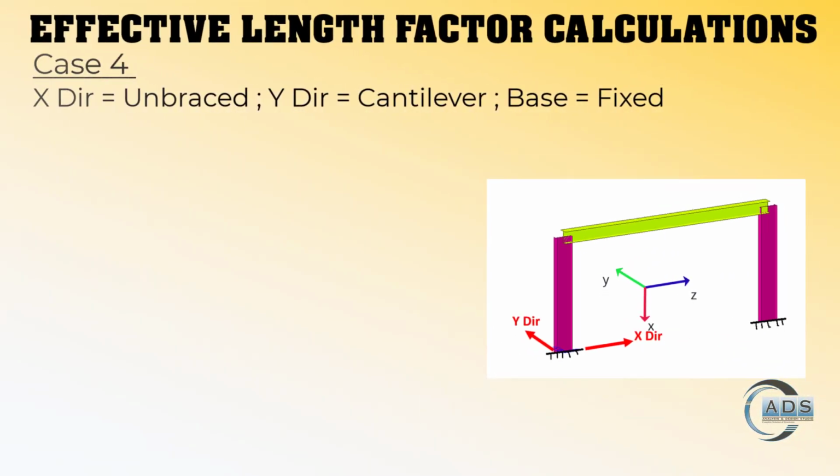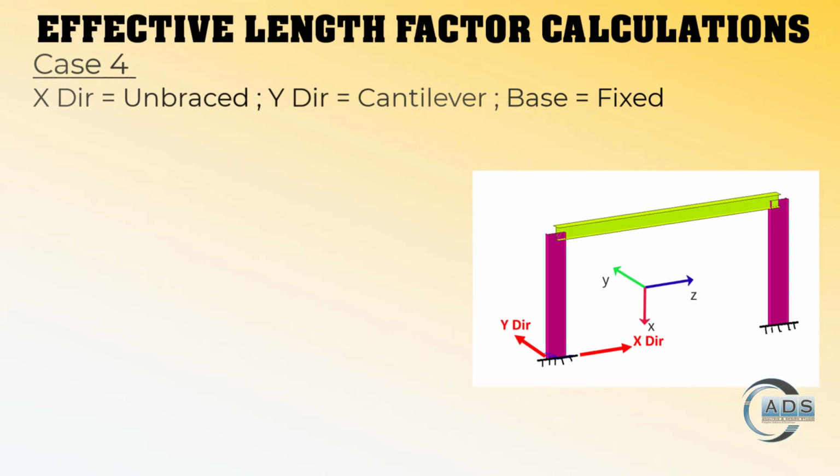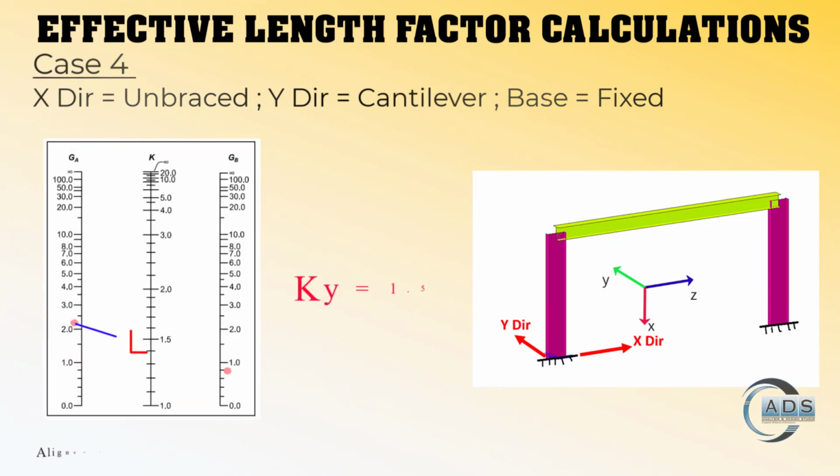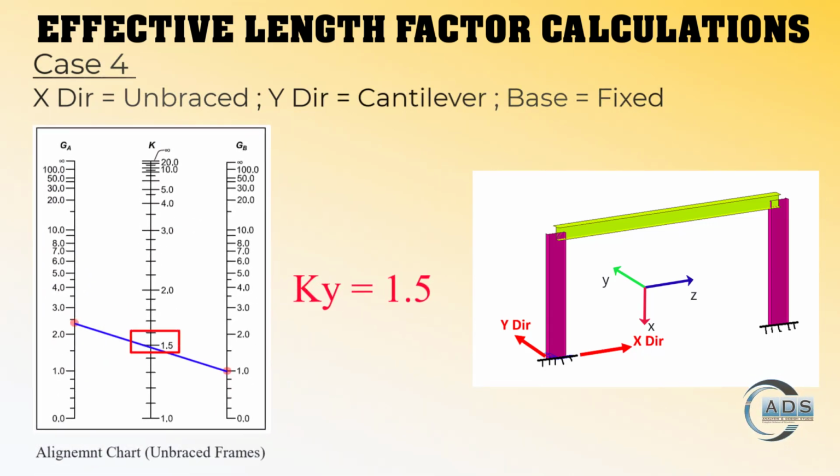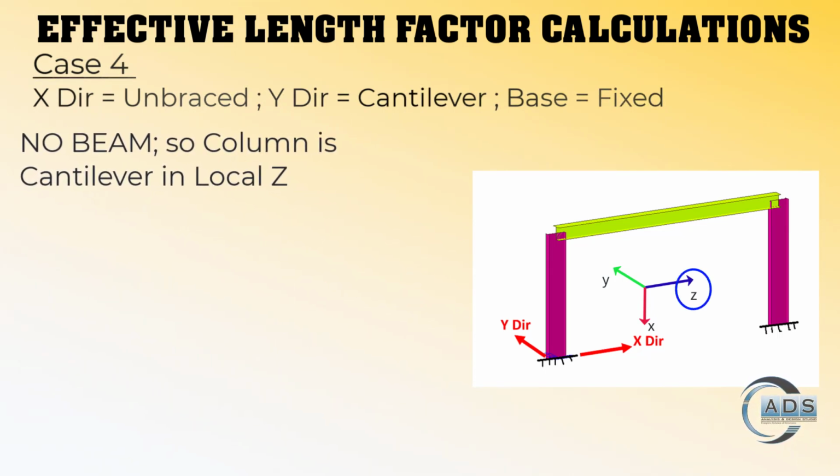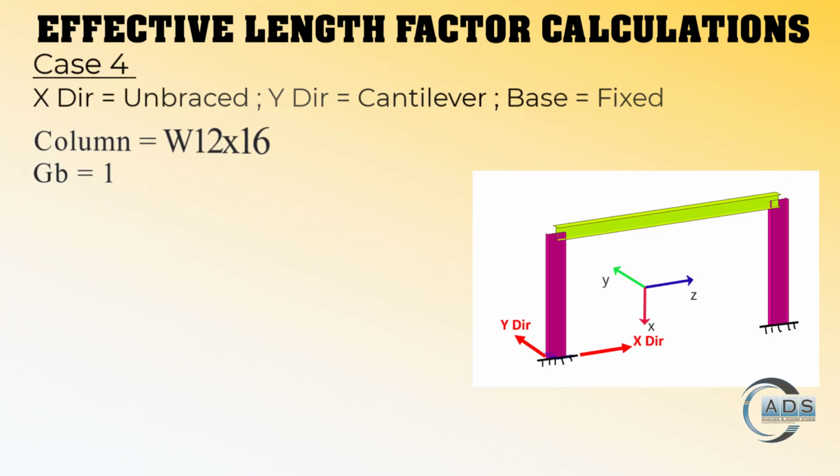Now for the last case, case 4, we will calculate K values for both local axes of the column using alignment charts. First for KY. We know that the frame is unbraced, so we have previously calculated KY as 1.5. Now for KZ, since no beam is connecting this column, the column is considered as a cantilever in its minor axis. Since the column base is fixed, GB is 1 here.